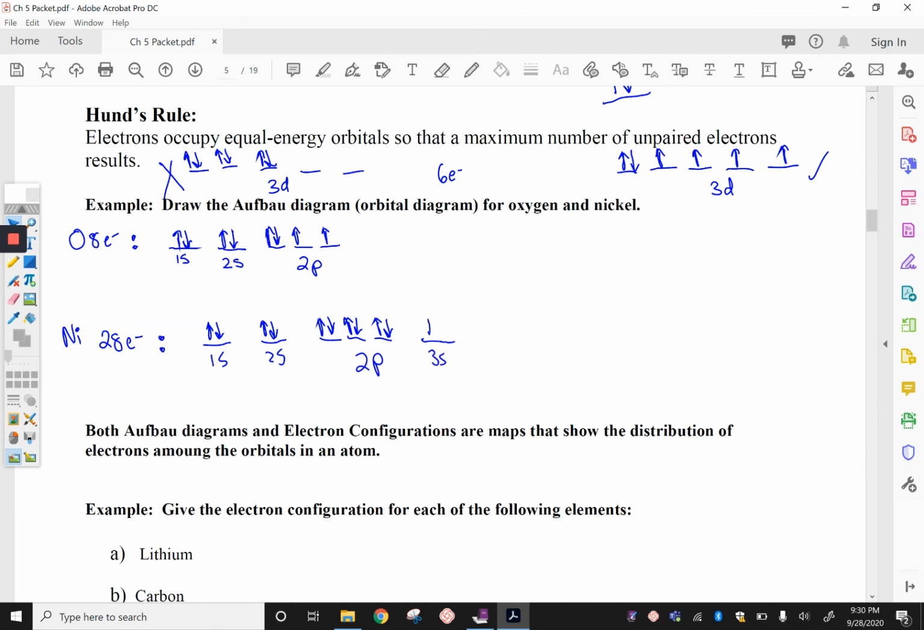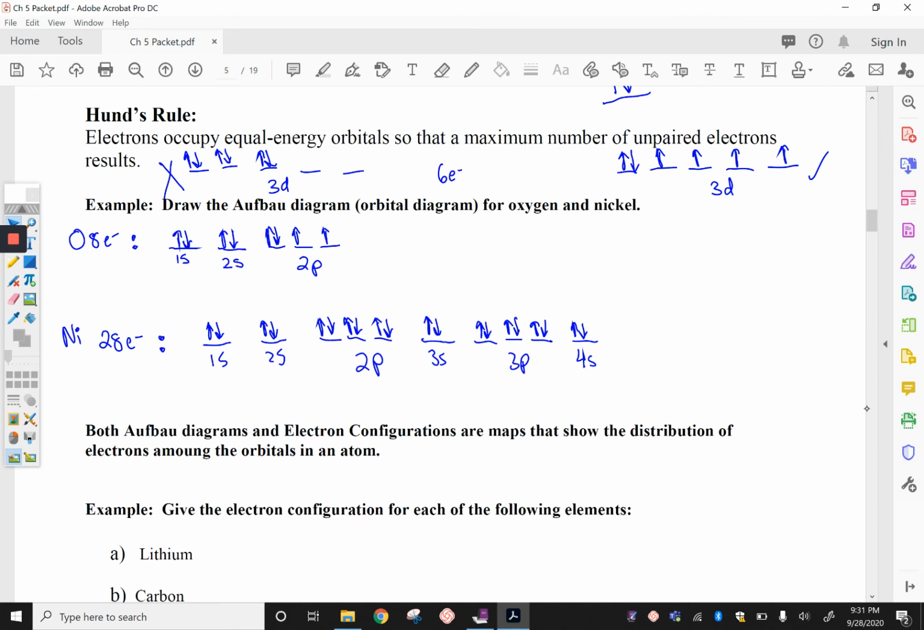3s. Holds up to 2 electrons. I've drawn 12 so far. Next, look at your order. You'll find 3p. That takes up to 6 electrons. So far, we've drawn 18 electrons. 10 more. What comes after the 3p? 4s. Takes up to 2 electrons.